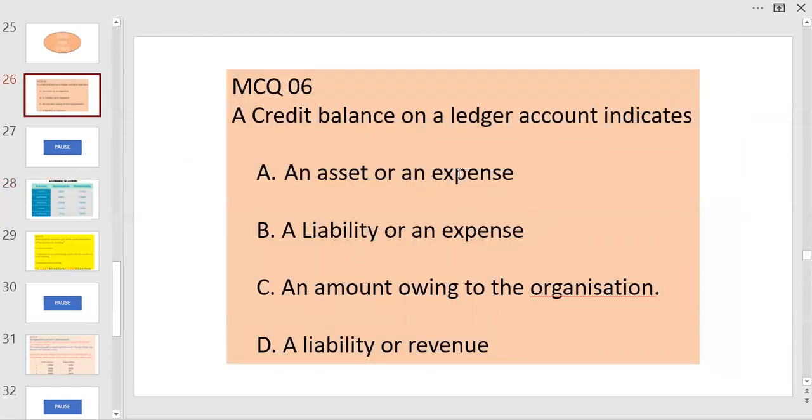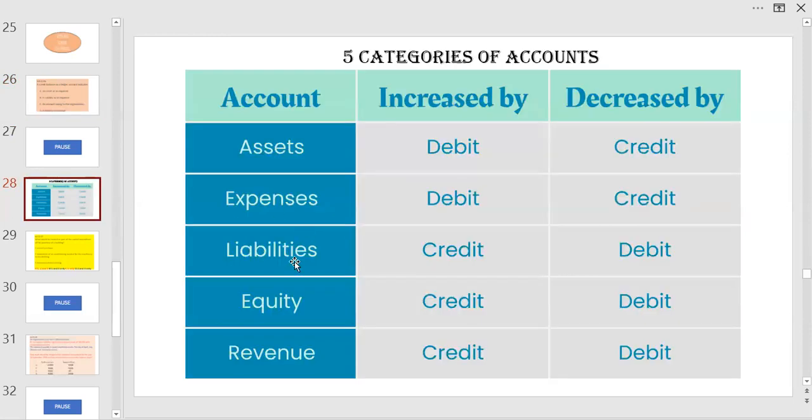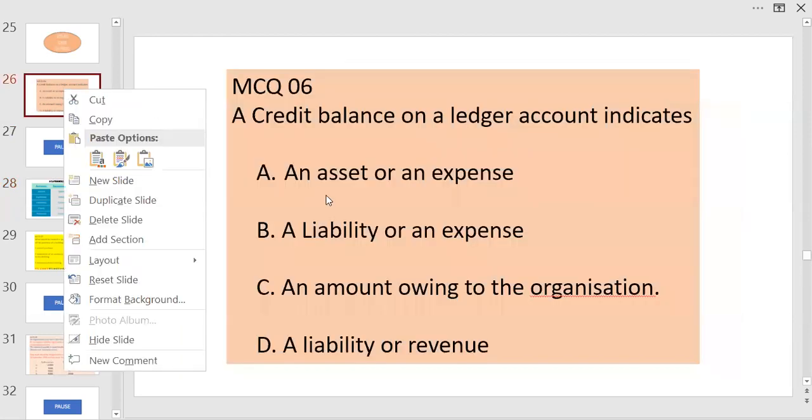Here they say credit balance, the credit balance on the ledger account. That means it is talking about one of these 3 accounts, not these 2 accounts. These 2 accounts are debit balance. The question here is credit balance. So we go back to the question. An asset or an expense: both are debit balance, so this is not relevant to this answer.